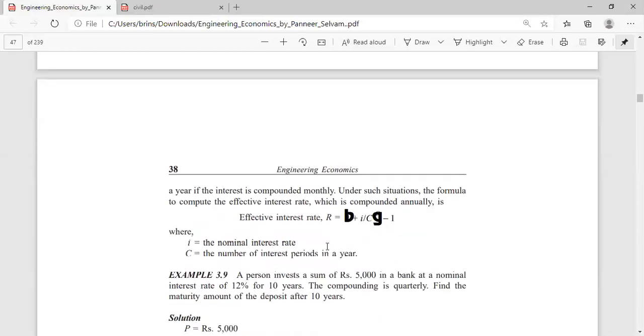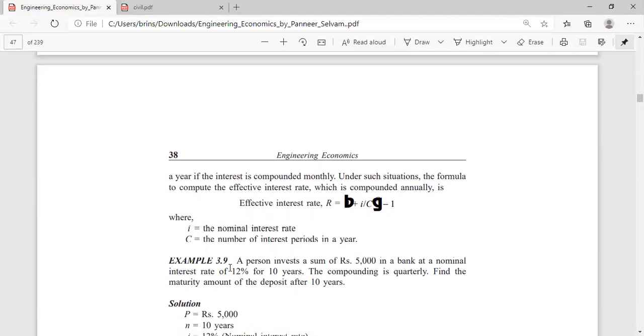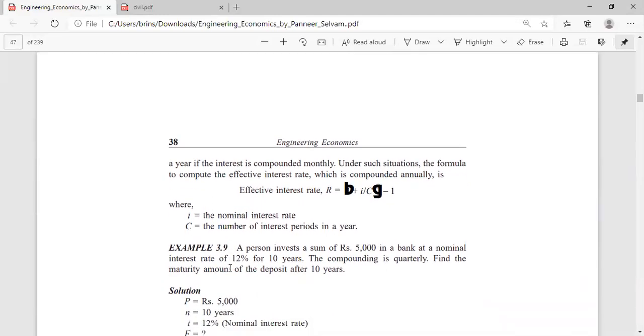to calculate the things. Okay, so here the interest rate they have given you as in the formula. So that is, effective interest rate is R. It's R equal to I plus I by C whole power C minus 1. Okay, I think there is a mistake here. So it's not that. It's 1 plus.